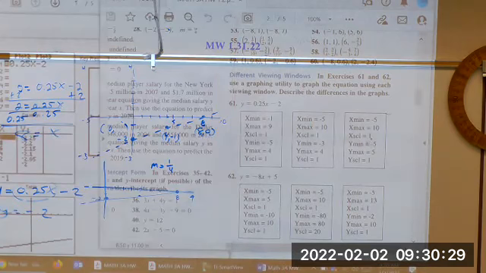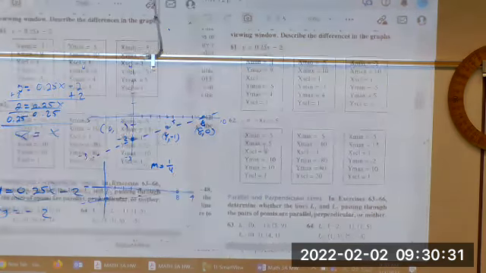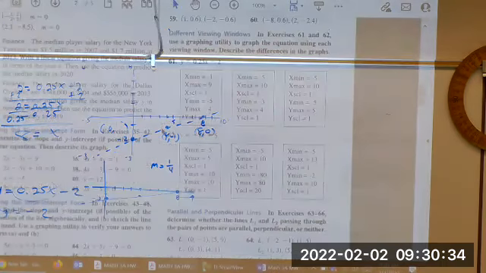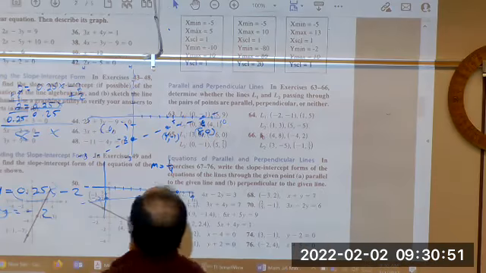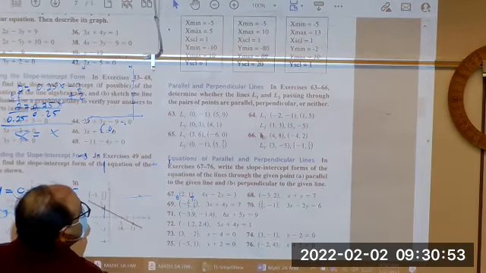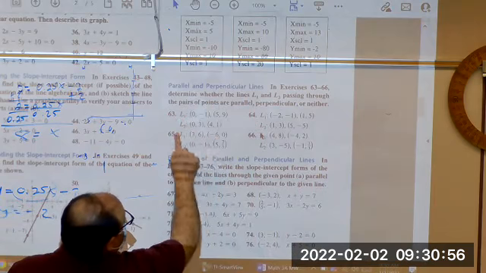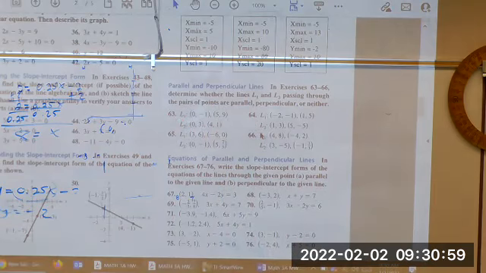All right, so that's 61. And we're still going all the way to 77. 63 are the lines. So you're not given equations, you're just given pairs of points. Are they parallel, perpendicular, or neither? So you have 2 points. Find the slope that goes through this line. Find the slope that goes through that one. And then compare. Are they equal, opposite, reciprocal, or neither? Okay, that's 63, 65.